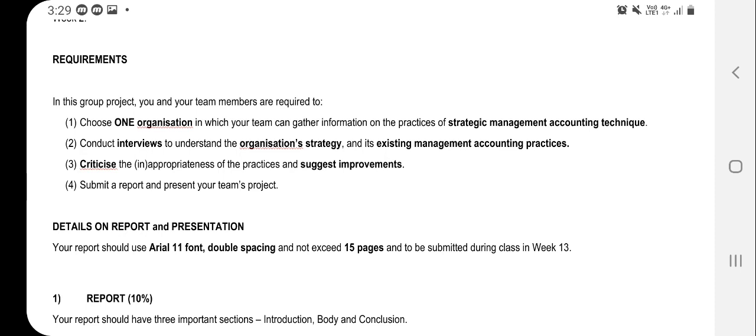In this group, you and your team members are required to first choose one organization in which your team can gather information on the practices of strategic management accounting technique. Okay, this is very important. So now you have a group for your assignment, and then you have to do this first step. Choose one organization in which your team can gather information on the practices of strategic management accounting technique. You have to choose a business, a company.